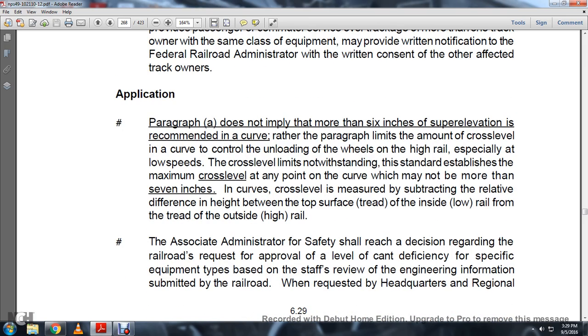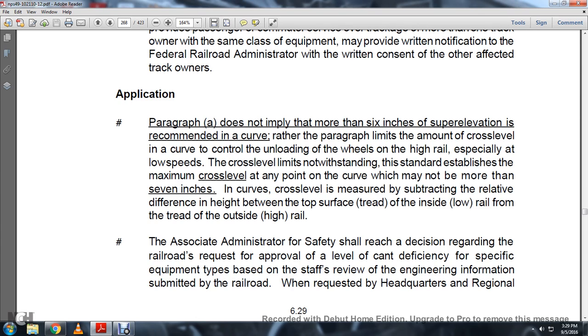Paragraph 8 does not apply where more than 6 inches of superelevation is recommended in the curve. Neither is the paragraph limited by the amount of cross level in the curve, in order to control unloading of the wheels of the high rail, especially at low speed. The cross level is limited, notwithstanding the standards established, with the maximum cross level at the point of the curve not more than 7 inches. In curves, the cross level is measured by subtracting the relative difference in height between the top surface of the tread of the inside, lower rail from the tread of the outside, high rail.